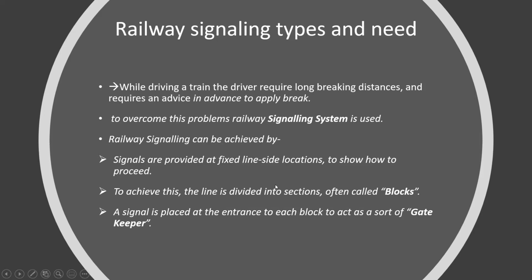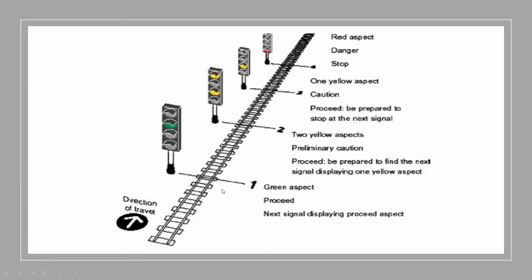This content can be greatly visualized by this picture. That is, the whole track is divided into several sections called blocks, and a signal is represented at the side of the track for each block to show how to proceed to the next block.